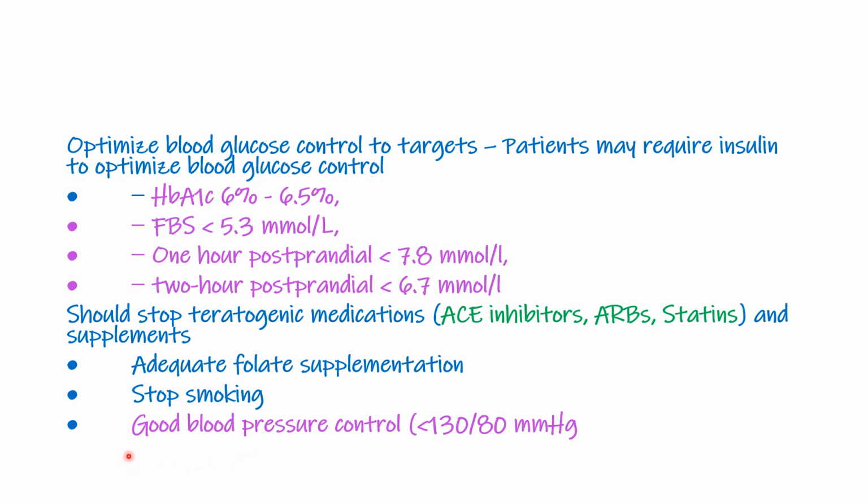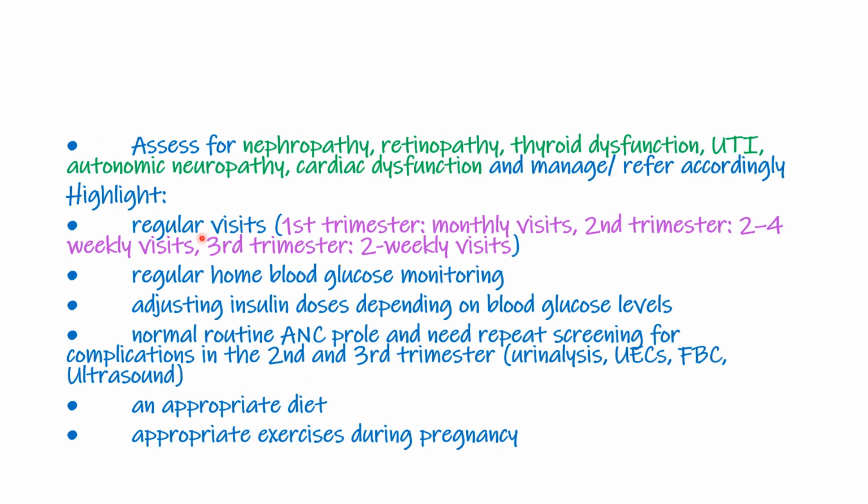Concurrently, you ensure that the patient has good blood pressure control, that is less than 130 over 80 millimeters of mercury. So you assess for nephropathy, retinopathy, thyroid dysfunction, UTI, autonomic neuropathy, cardiac dysfunction, and manage or refer accordingly. And then you highlight that because this patient is a high risk patient, you ensure that they have regular visits.